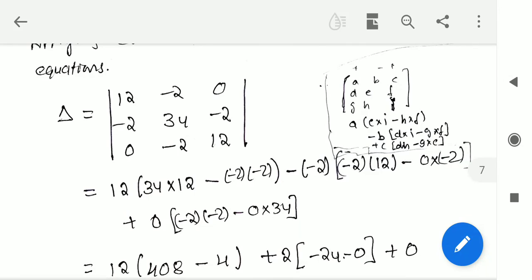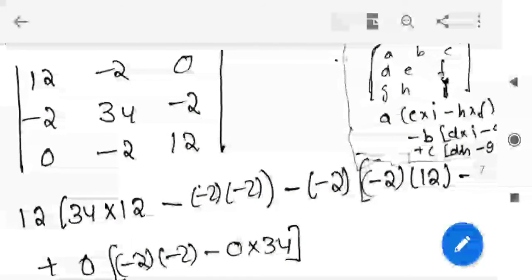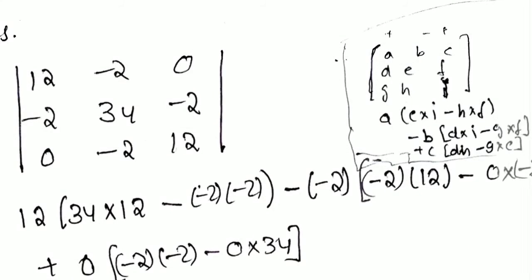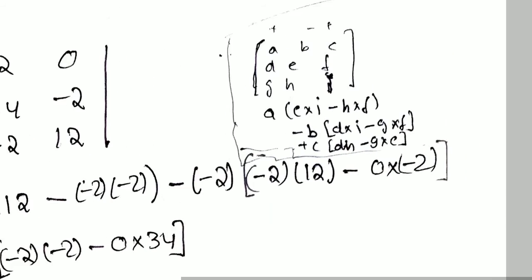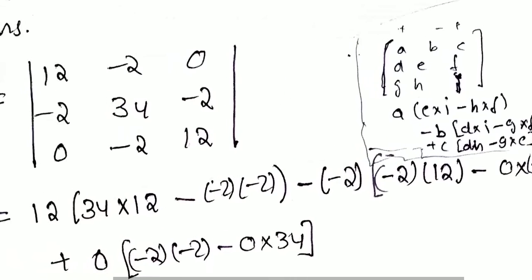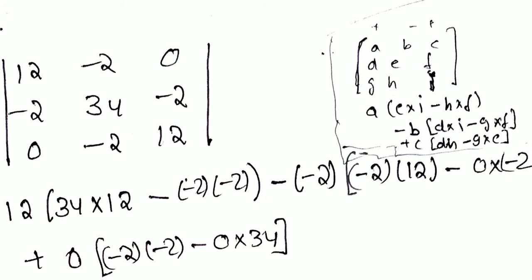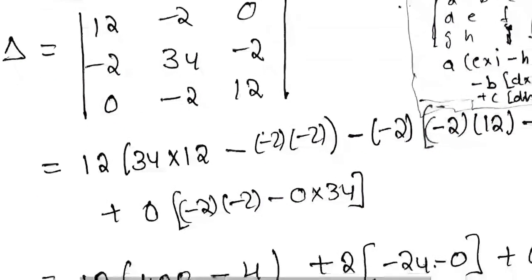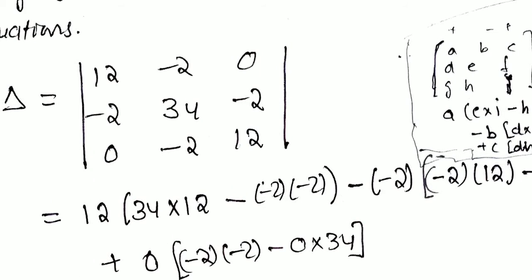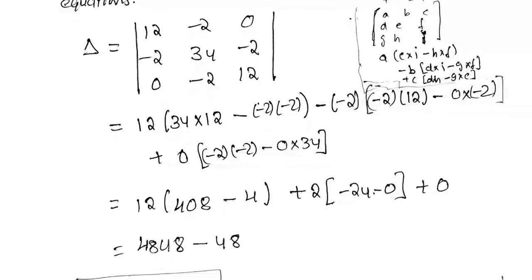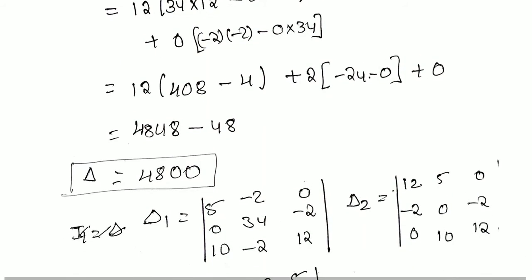In the same pattern, 12 into (34 into 12 minus 2 into 2), then minus of minus 2 into (minus 2 into 12 minus 0 into minus 2), and lastly 0 into (minus 2 into minus 2 minus 0 into 34). After simplifying, the value will be 4800.